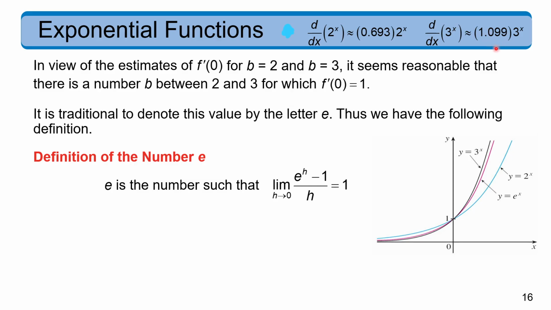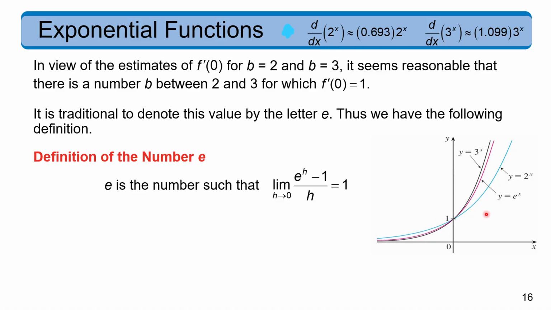So probably if we chose a base somewhere between 2 and 3, and we calculated the f prime of 0, which is this constant, for that base, we would get 1 as long as we found that right constant, some number between 2 and 3.